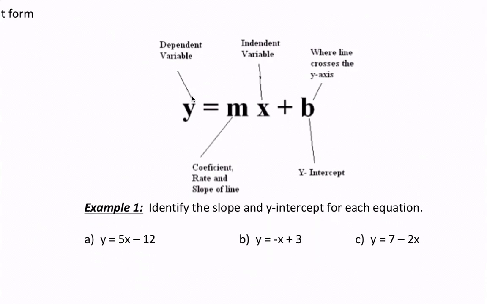Okay guys, so today we're going to be talking about slope-intercept form. Slope-intercept form looks like y equals mx plus b. Some of this stuff is review. We know that y is always our dependent variable.